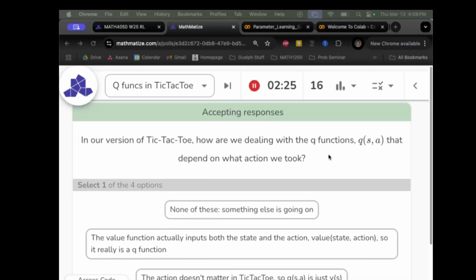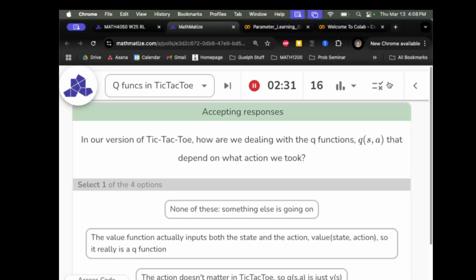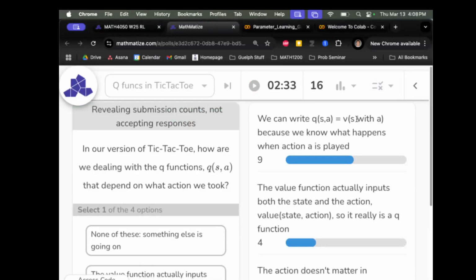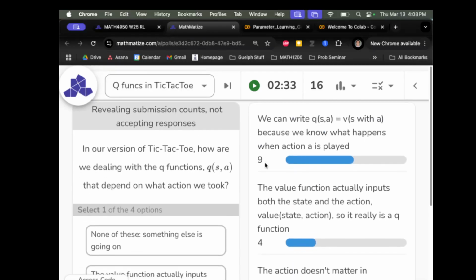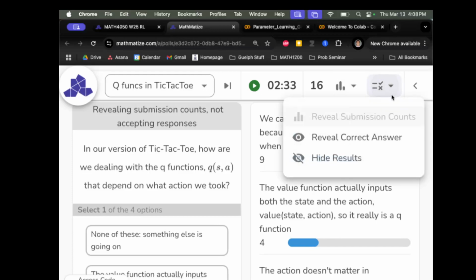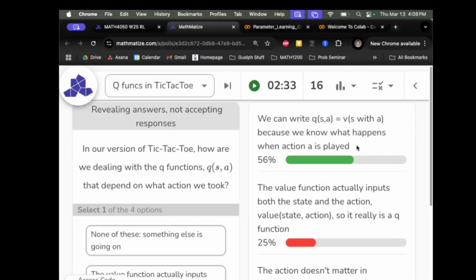So in tic-tac-toe, you guys know there's a function called value, but is there a Q function? How does that work? Let's see what people said. Reveal. Okay. Most popular answer was we can write Q of S comma A equals V of S with A, because we know what happens when the action is played. That is absolutely correct. So if you pick that one, very good. It means you've been looking at the homework.